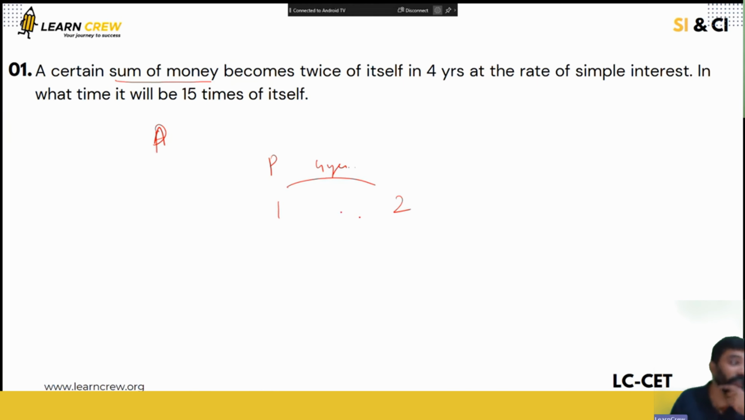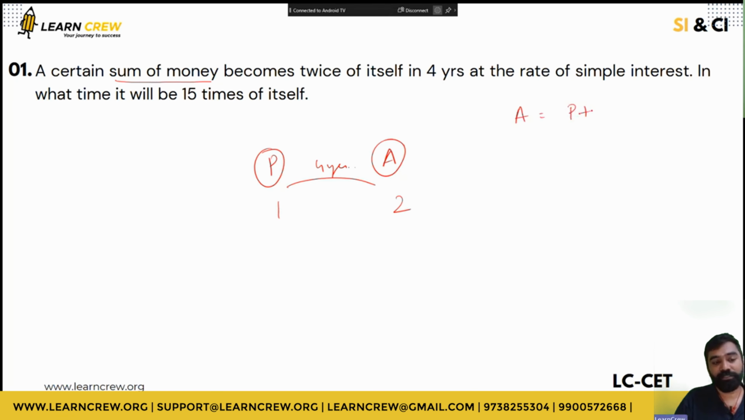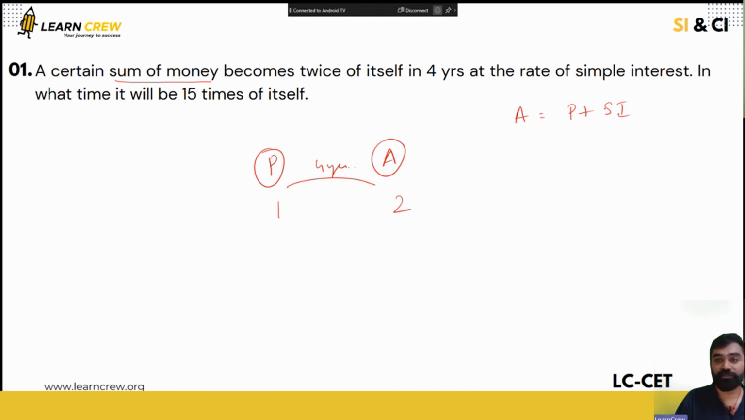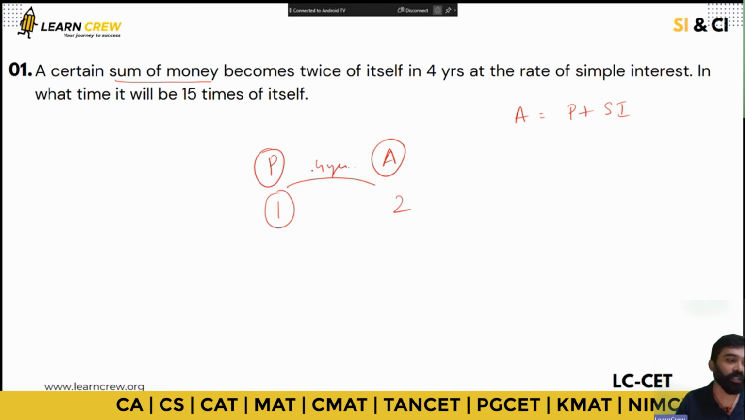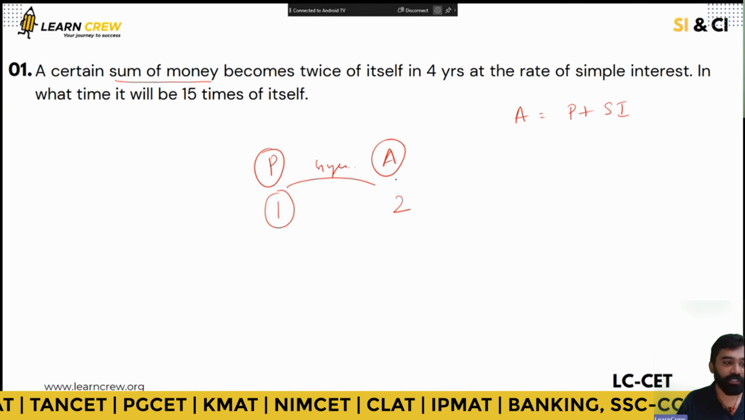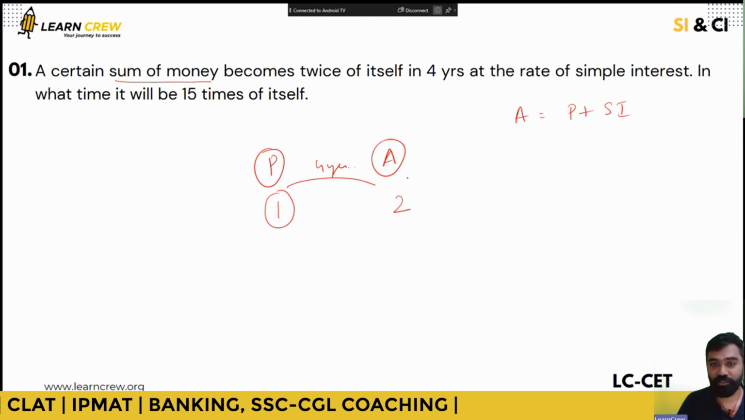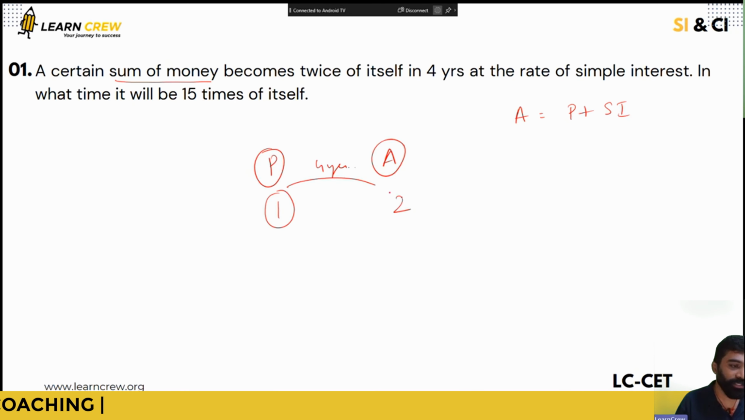Now, what are they asking? In what time will it become 15 times of itself? Yes. Now, what is your amount? Principal plus simple interest. Yes or no? What is your amount? The principal plus simple interest. So now a certain sum of money becomes twice of itself in 4 years at the rate of simple interest. I'm giving a principal amount, sum amount as 1, and it becomes twice in 4 years. This twice is nothing but amount. Yes or no? Twice is nothing but amount. So now, if this is amount and this is principal, what is simple interest? 1. This is 1. Fine.